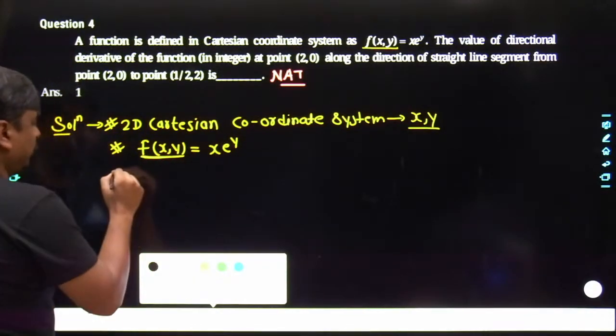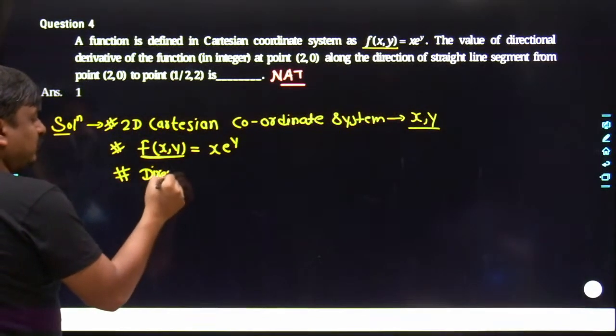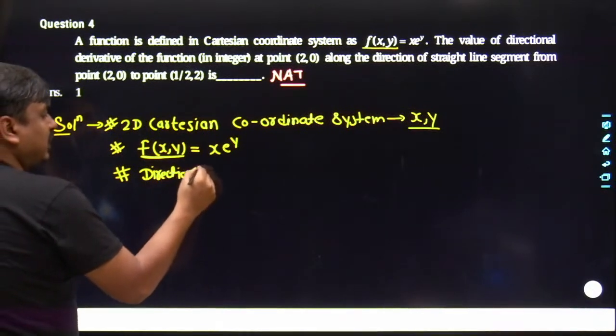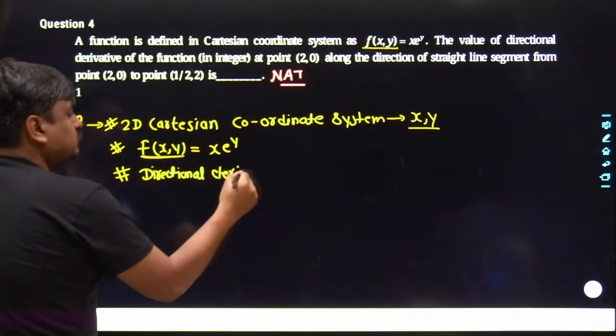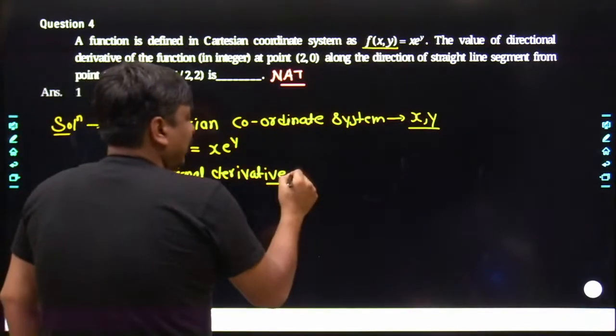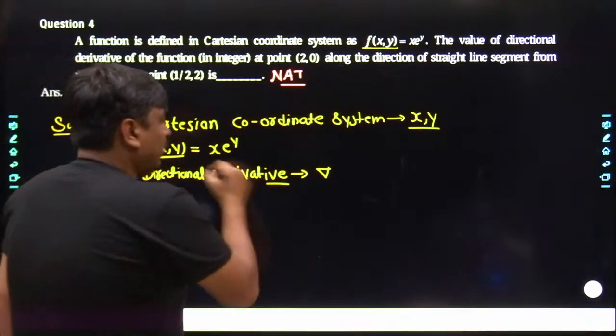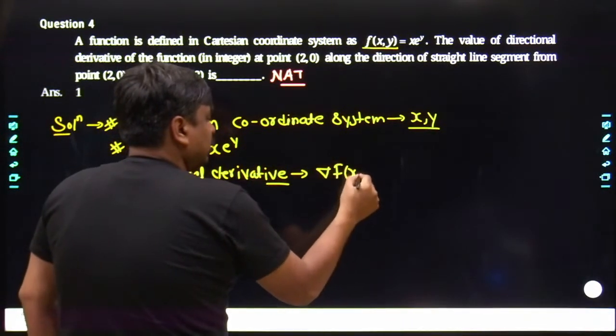So let me focus on the third statement. It focuses on the directional derivative of the function f, which is very much the same as the gradient. How is the gradient written? It is del or nabla of the function f, which is a function of x and y.